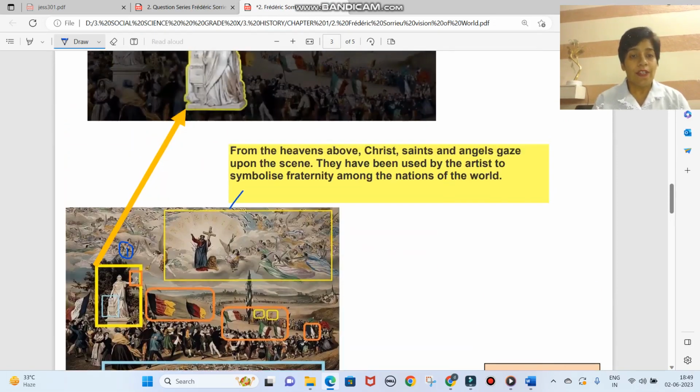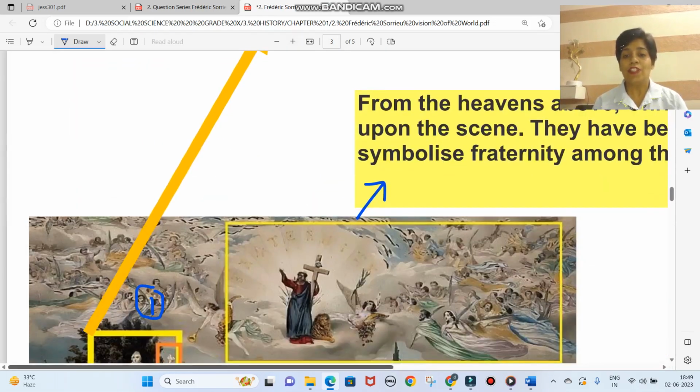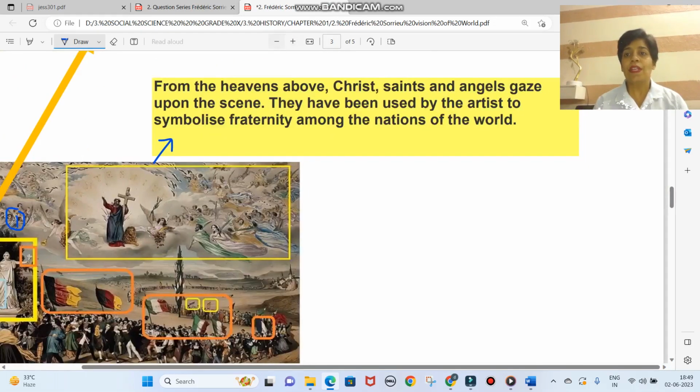In the heaven, we can see over here that Christ, Jesus Christ, saints and angels, they are gazing upon the scene as if they are blessing the people and giving them their extreme support. They have been used by the artist as a symbol of fraternity among the nations of the world.